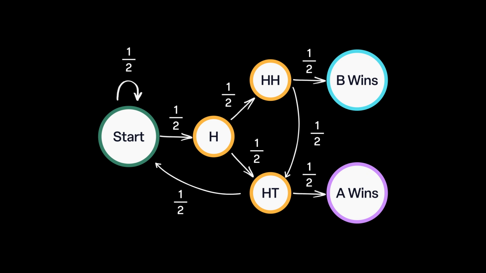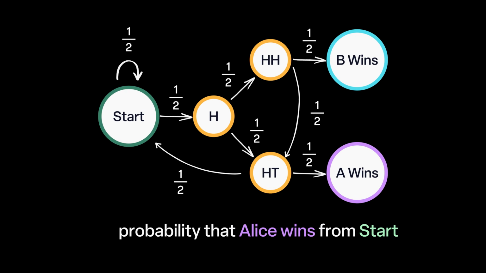We want the probability that Alice wins beginning from the start state. Let's call that A. I've placed an A under the start state. Similarly, we can place variables under the other states. For example, D is the probability that Alice wins starting from state HT. With this diagram in place, the equations write themselves.